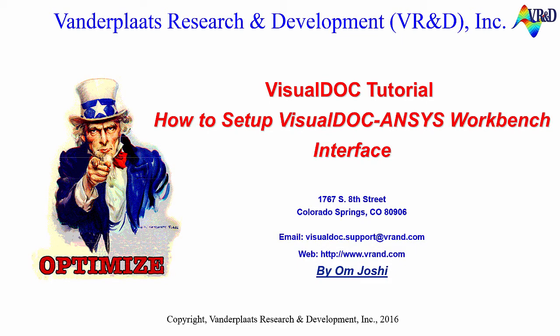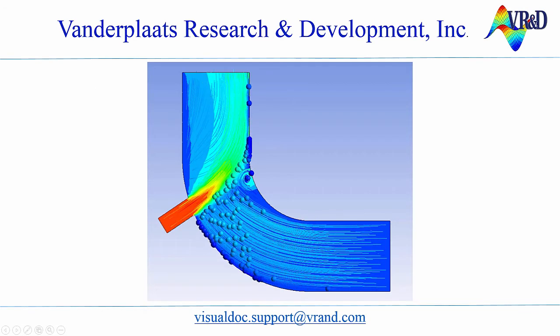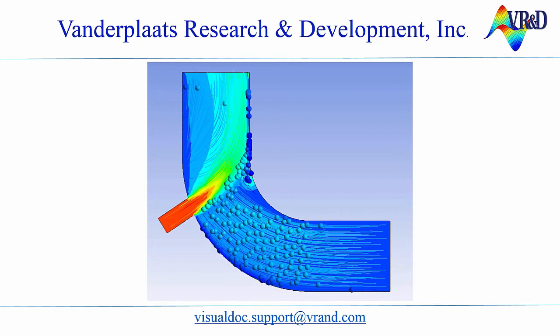The following video will introduce you to the ANSYS component in VisualDOC, which allows direct interface to ANSYS Workbench. In this demo, I will solve a simple design optimization problem with analysis performed by the ANSYS Workbench Fluent Solver. ANSYS Fluent contains the broad physical modeling capabilities needed to model flow, turbulence, and heat transfer for various applications.